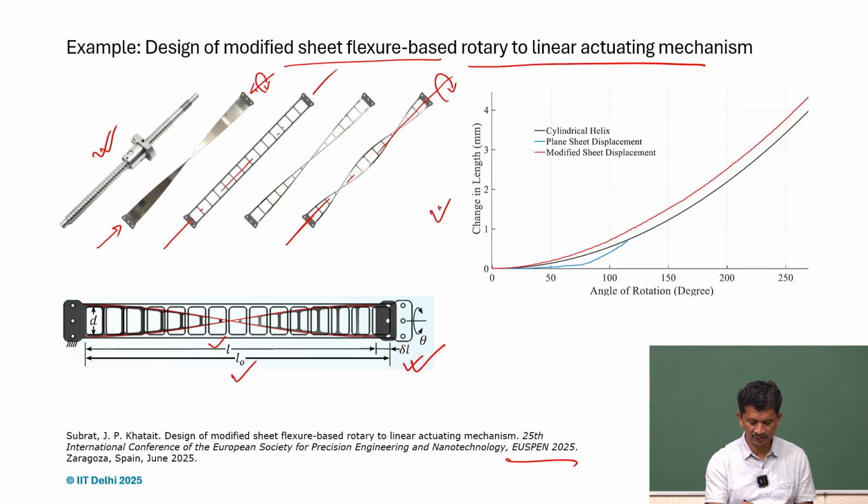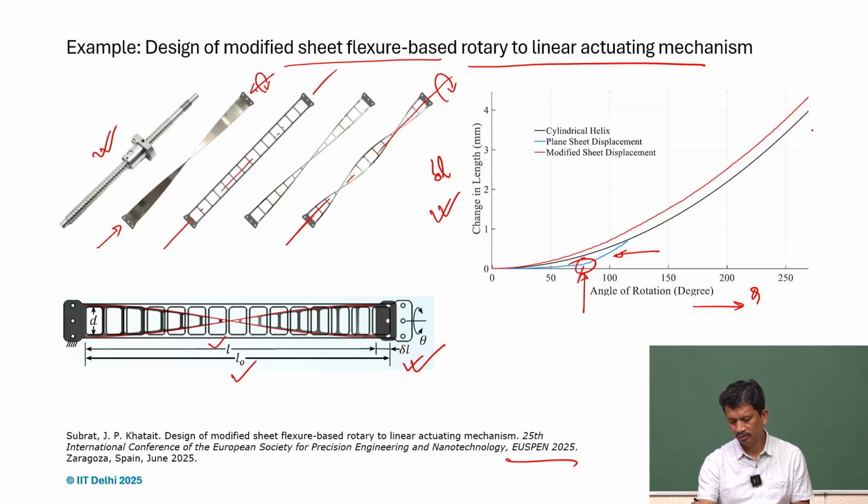So this is the comparison: change in length versus the rotation. There is rotation theta, and then this is delta L. This blue line is for the strip or flat sheet flexures. You can see there is a kink here, and it's basically because of the warpage. So you are not even able to move beyond 70-80 degrees. But as we tested this one, we can get almost three-quarter or even full rotation.